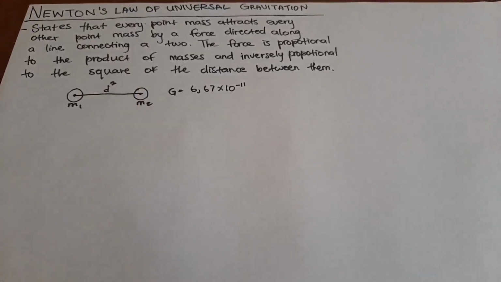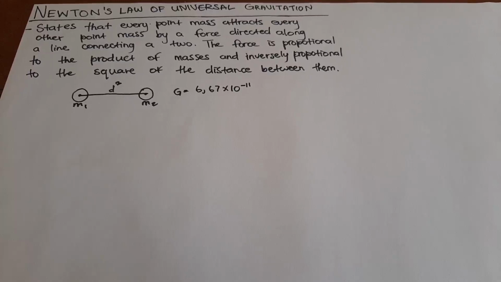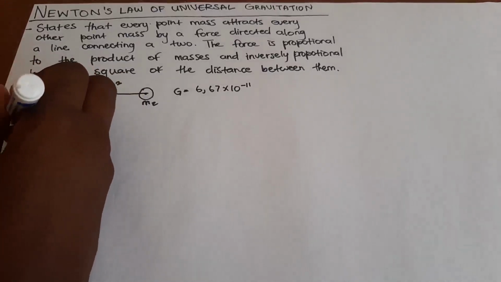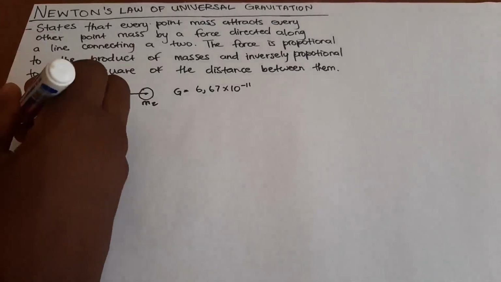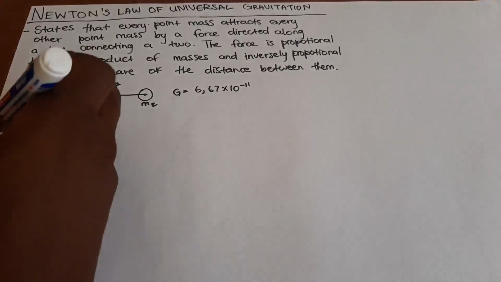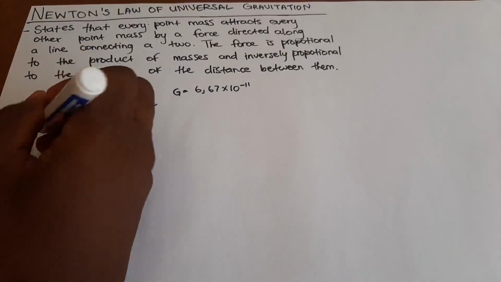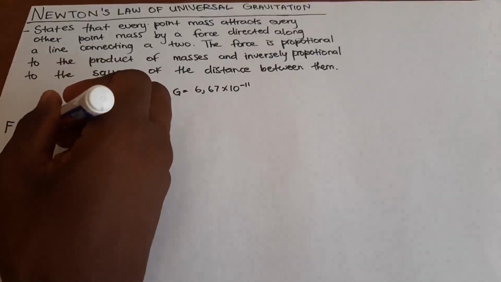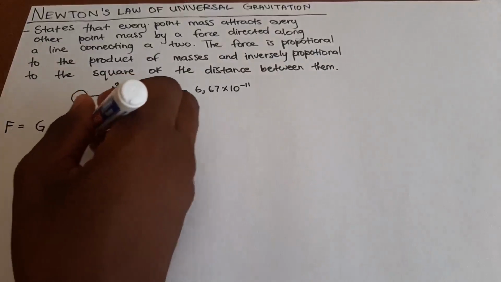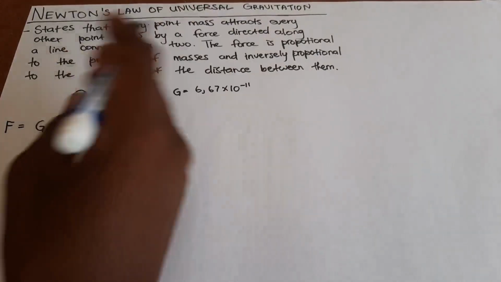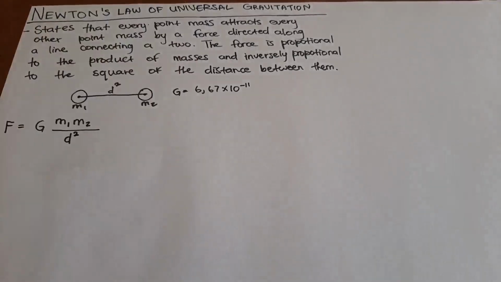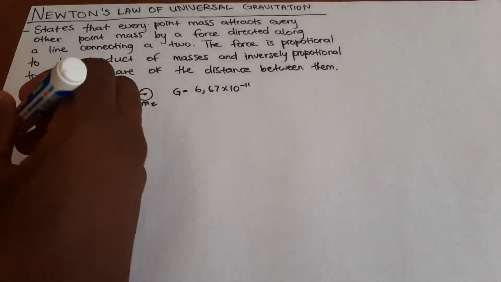Okay, let me just remove a little bit so that everyone can see. Yes, so the force of attraction will be equal to the gravitational constant and the product of the masses, mass 1 and mass 2, over d squared, the square of the distance between them. And this becomes our formula.